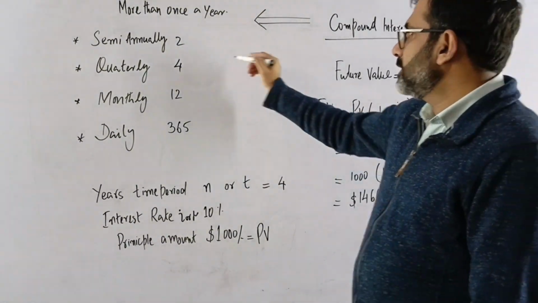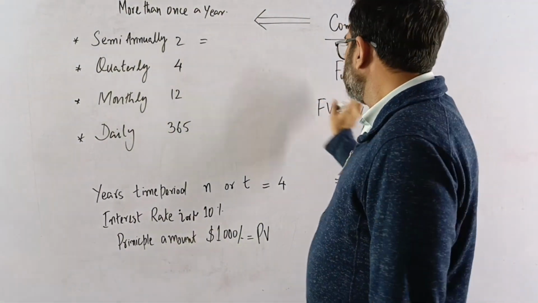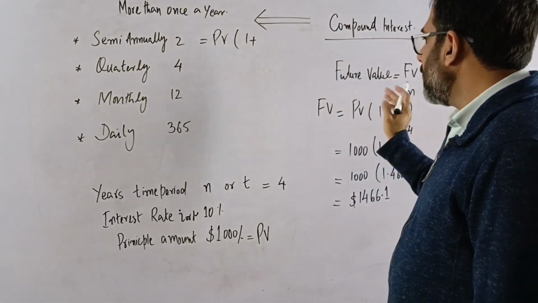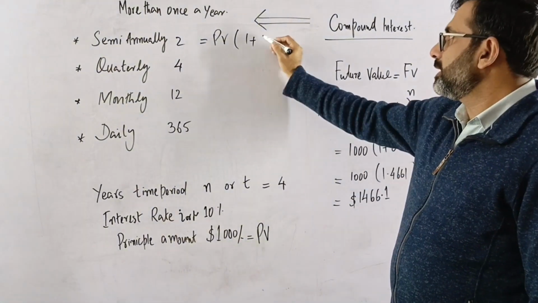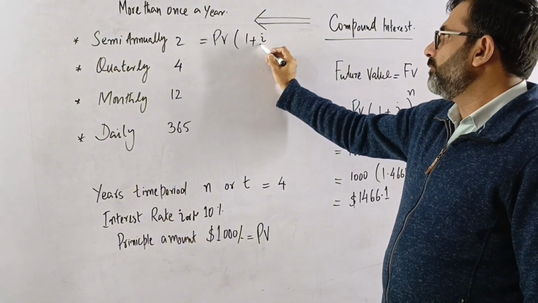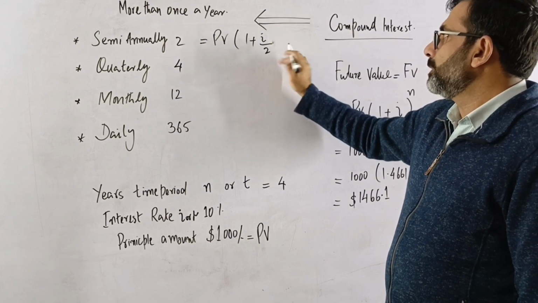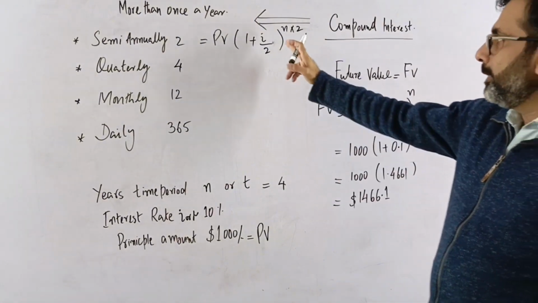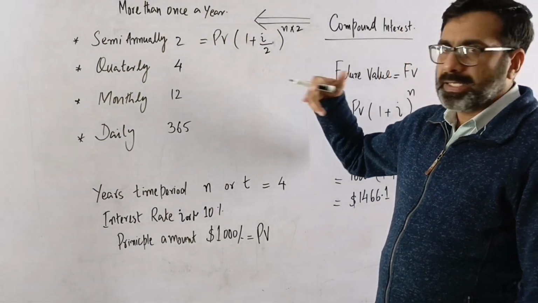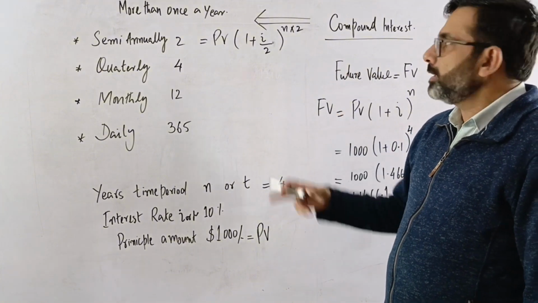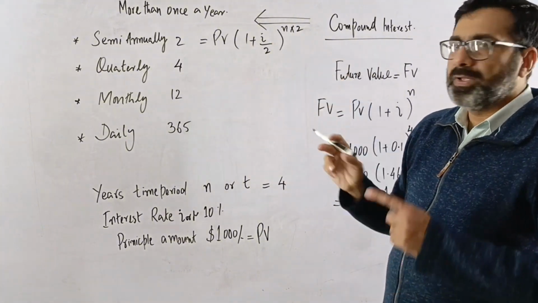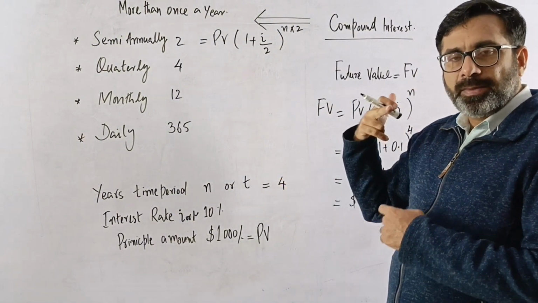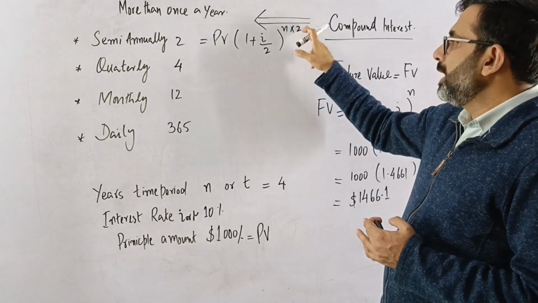The future value obviously will be the same, and the present value will be the same, but what was 1 plus I? The rate of interest. Here, simply, we have to divide this I by 2, and multiply N by 2, because it is 2 times. Since the rate of interest is calculated 2 times in a year, it is divided by 2, and the number of periods will not be 4 years but 4 into 2, which is 8.